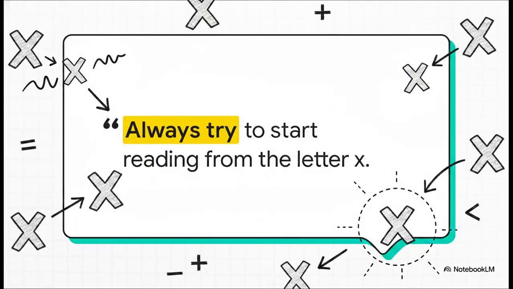Which brings us to a huge pivot in how we understand this stuff. The moment we drop variables into the mix, strictly reading from left to right isn't always your best strategy. So I want to dramatically emphasize what is essentially the ultimate math secret for algebra. Always, and I mean always, try to start reading from the letter X or whatever variable you happen to be working with. Make this your absolute golden rule. Wherever that X is sitting on the page, your eyes should dart right to it first.